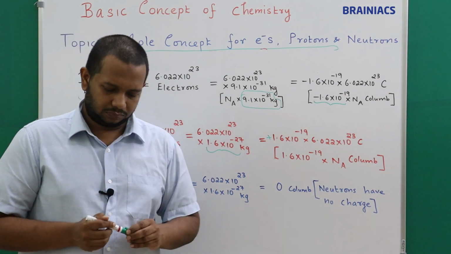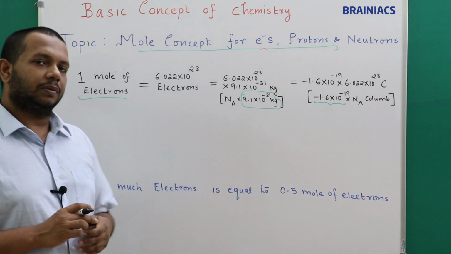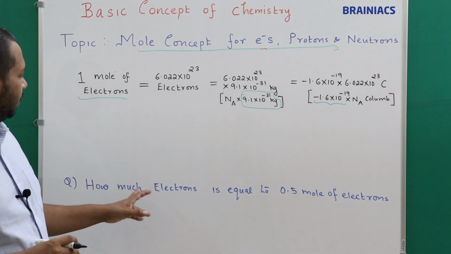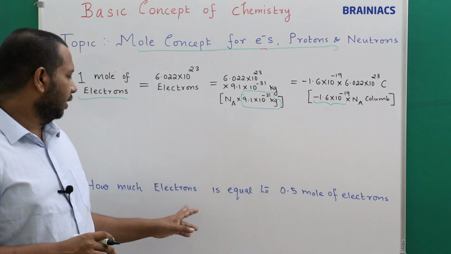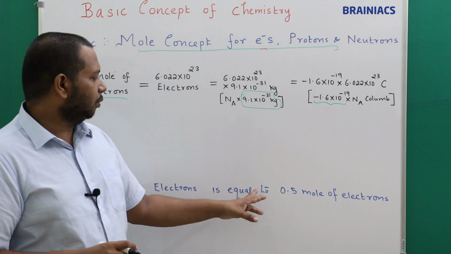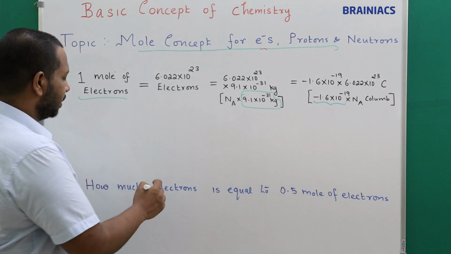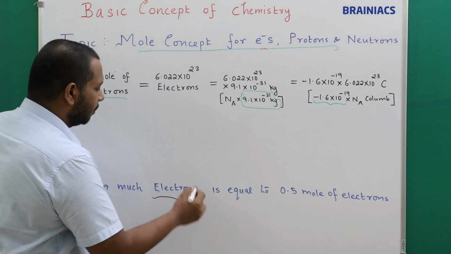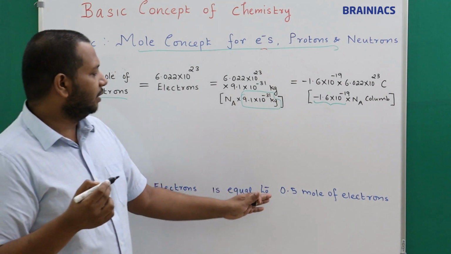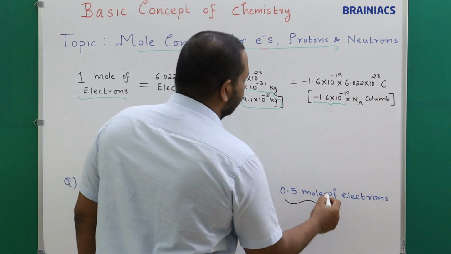Okay, so coming to the first question, you can see here: how many electrons are there in 0.5 mole of electrons? Now tell me, they are asking you the number of electrons, and it is equal to, they are asking for 0.5 mole of electrons.